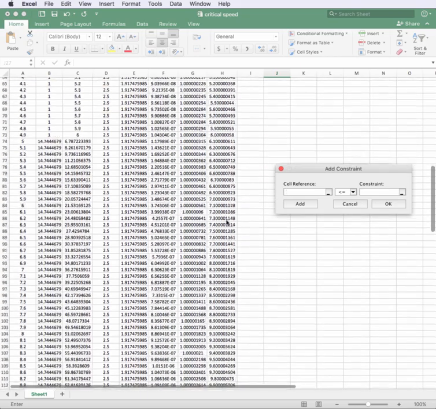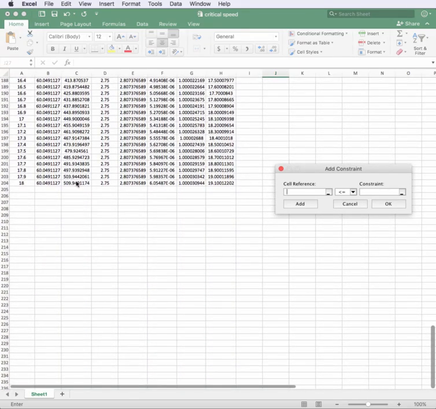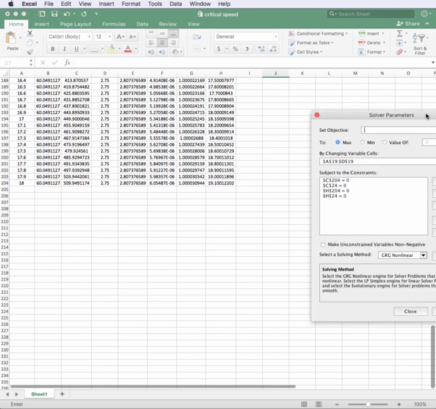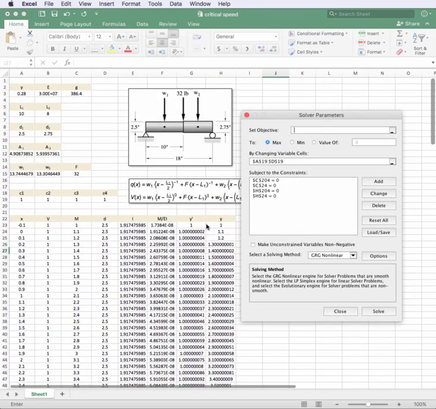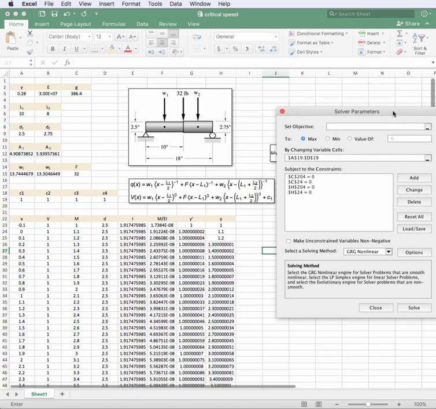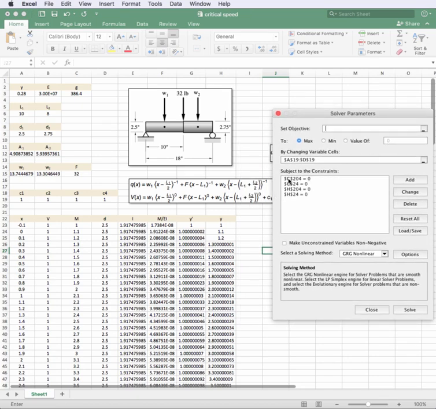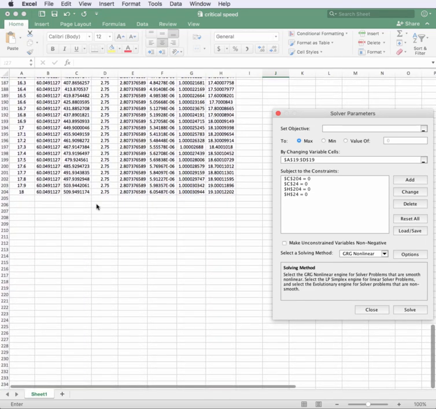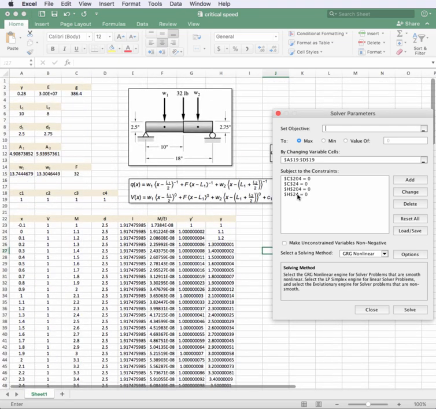So I'm going to have to scroll all the way down to the other end of the beam. This column is the bending moment, so this equals 0, and that equals 0. So there's my boundary conditions. So I have C24 and C204. 24 is this guy, and 204 is the end of the beam, right there. And H24 and 204 as well, where H was the deflection there. So that should be it. Solve.